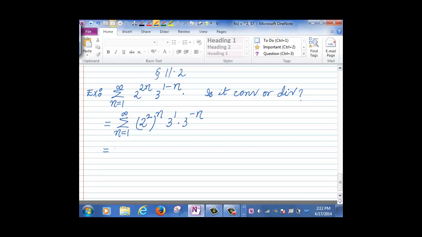So now I am going to write it as n going from 1 to infinity. 2 squared is 4, so I get 4 to the n. 3 is just a constant. Remember, if I have a constant factor, I can take it outside of the sum. That was one of the properties that I gave at the end of 11.2. So I will take out the 3 outside of the sum, and then I have 3 to the negative n. Is everyone okay with that?